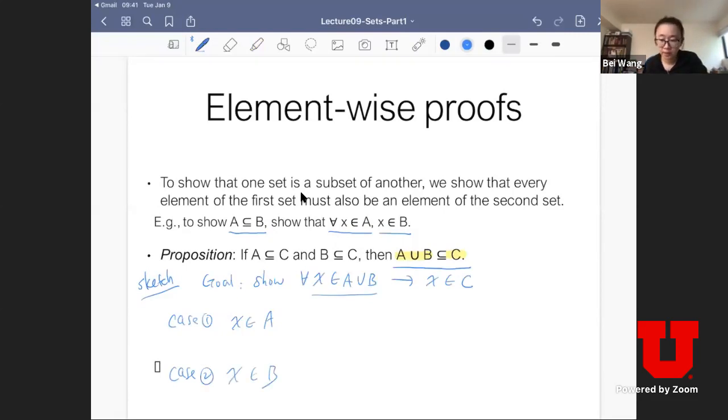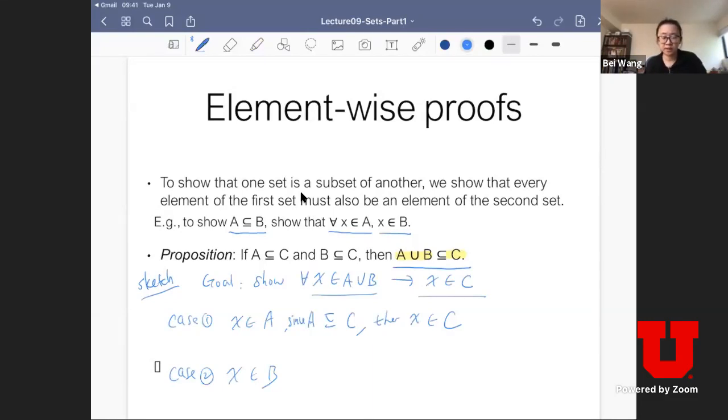All right. In case number 1, X is in A, then because, as part of the hypothesis, A is a subset of C, by definition of subset, X is in C. That's it. X is in A, because A is a subset of C, then X is in C. So we have already proved the conclusion.